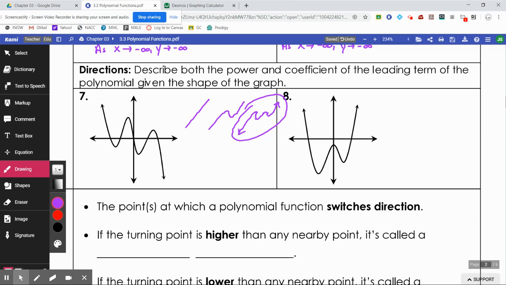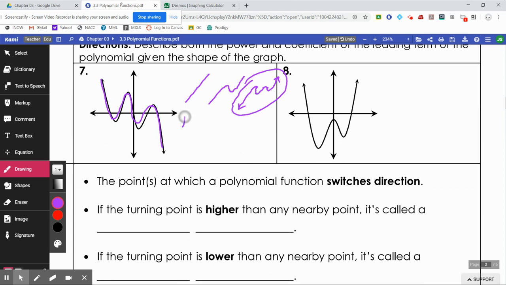So what you've got here is a negative leading coefficient because it's flipped over. It goes up to the left and down to the right. So this will have a negative leading coefficient for sure. So negative leading coefficient.